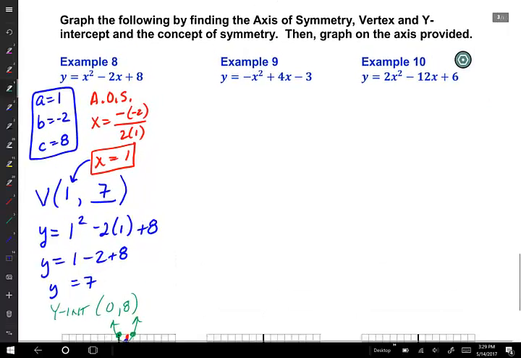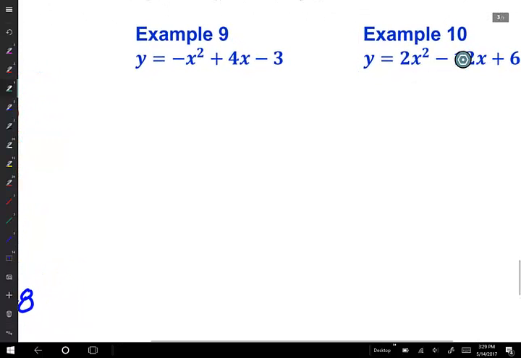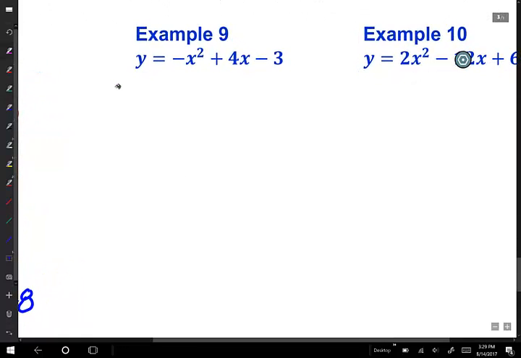Okay, let's look at example 9. I've intentionally put a negative sign in here. I hope you realize by now that means the graph is going to go upside down. So a equals negative 1, b equals 4, c equals negative 3.